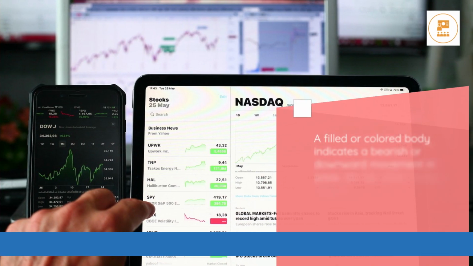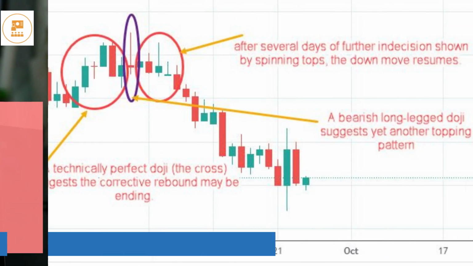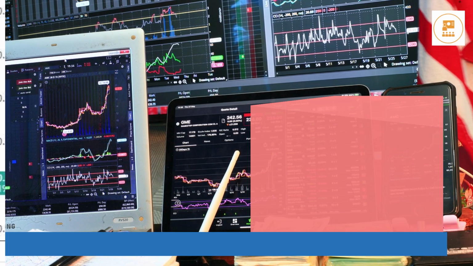A filled or colored body indicates a bearish or downward movement in price. On the other hand, a hollow or white body represents a bullish or upward movement in price. The upper and lower shadows of the candlestick show the price range during that time frame.